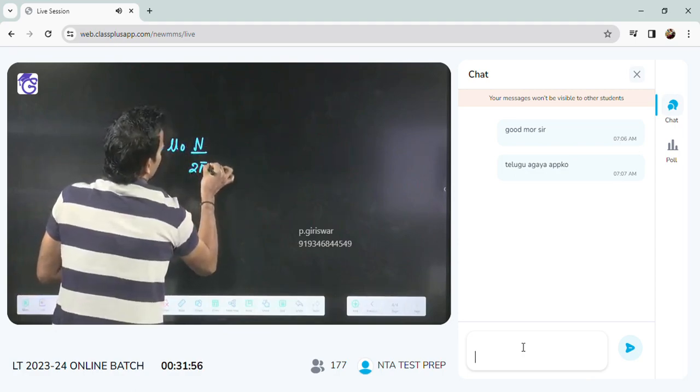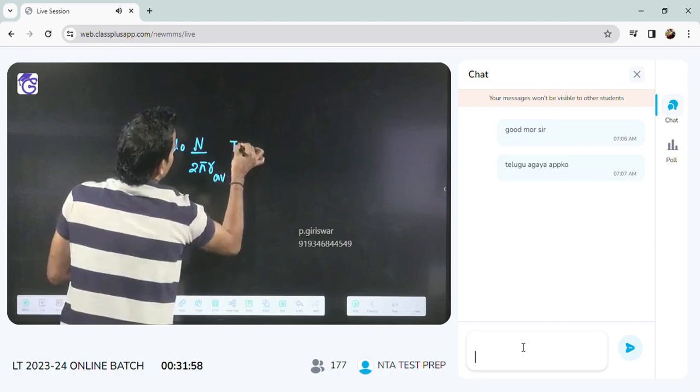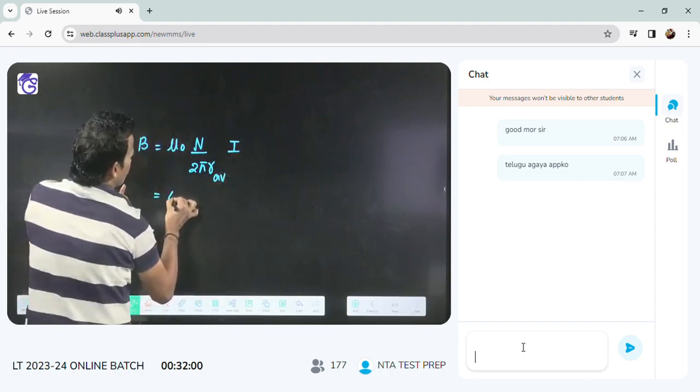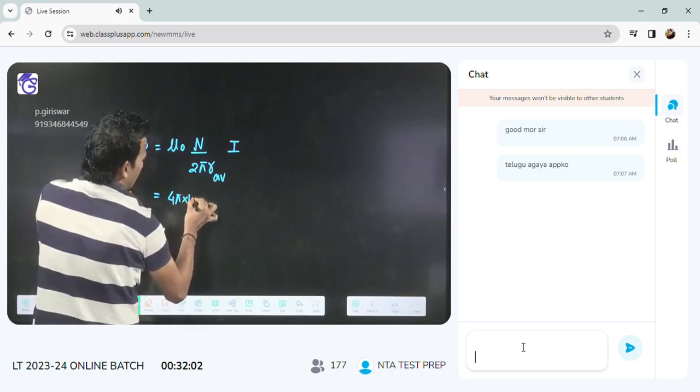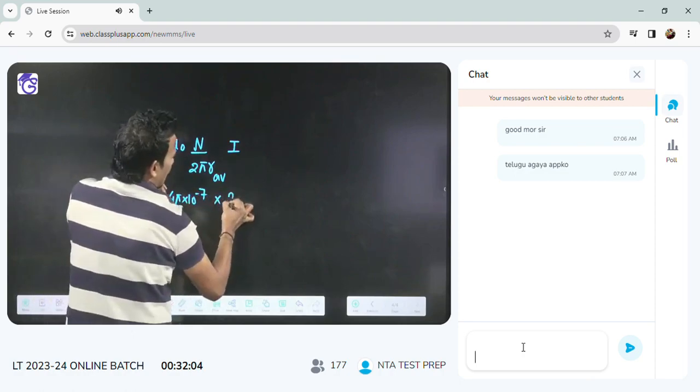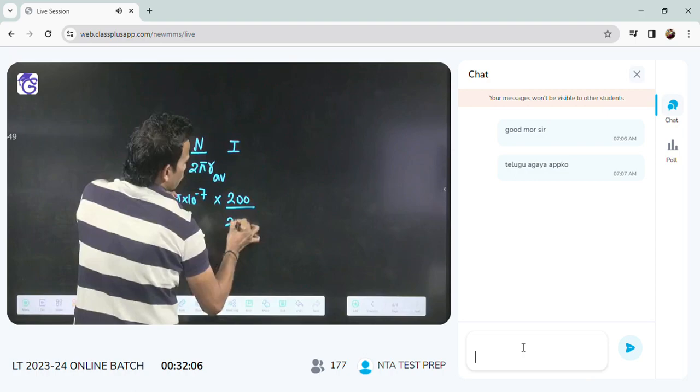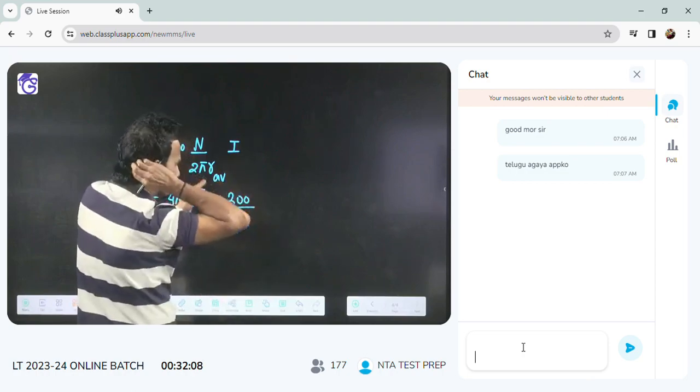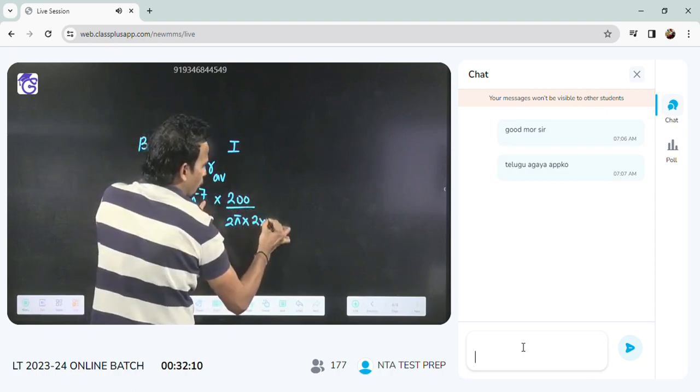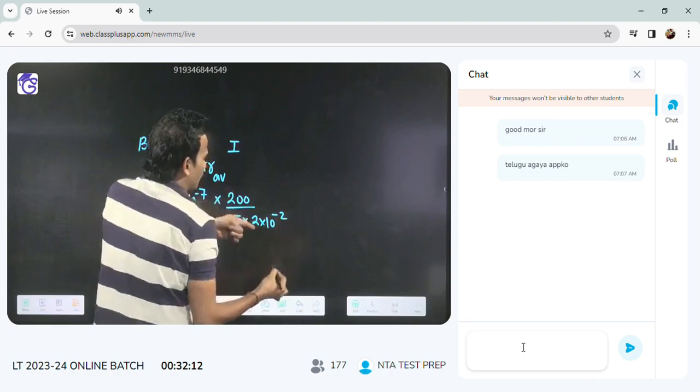B equals mu naught n by 2 pi r average into I. Now put the value, mu naught is 4 pi into 10 to the power minus 7. n means total number of turns, 200, by 2 pi r. What is r given? 2 centimeter. Convert it into meters. Daddy won't come to convert it.